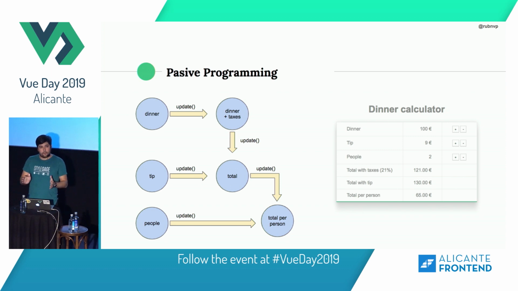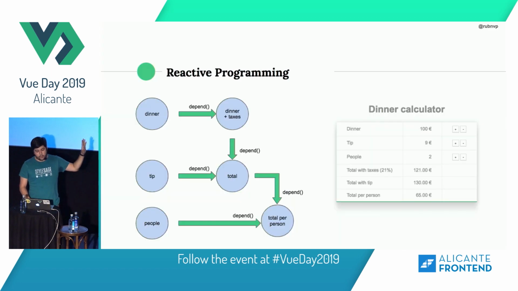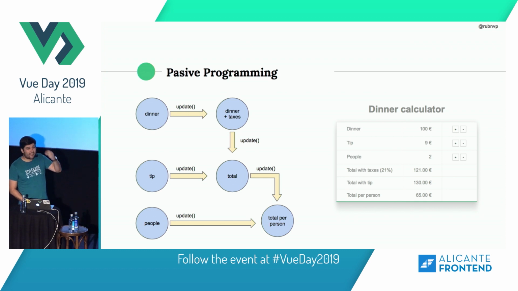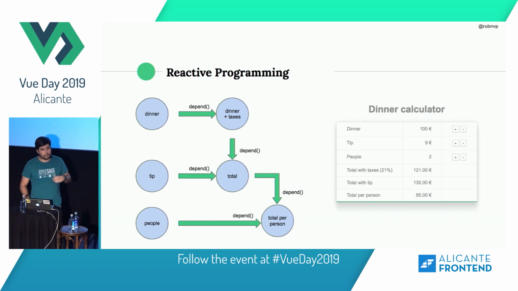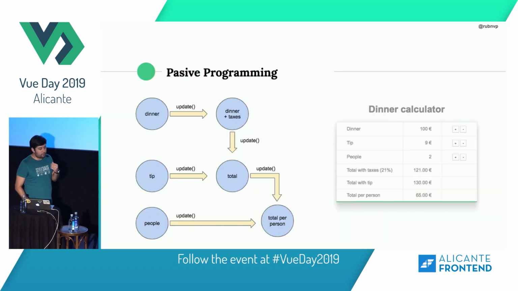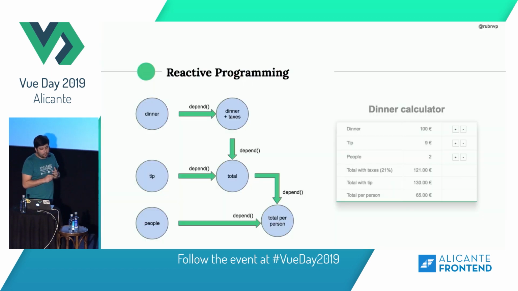This is the common approach with these kinds of problems. Okay, so thinking about reactivity is just to do this. We have this problem, and we do this. Okay? And you may think, Rubén, you didn't do anything. You just changed the color of the arrows and put "depend" instead of "update". But this is the mindset. You don't have to think that when you change the dinner, you have to change the dinner taxes. You just have to think that the dinner taxes depend on the dinner, that the total depends on many other things. And when that thing changes, it will change your values automatically.